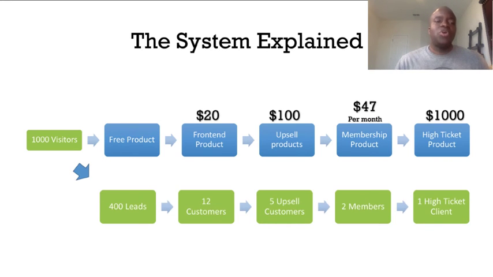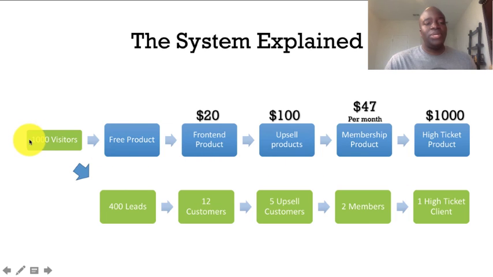So if we drove 1,000 qualified visitors to this funnel, if you have an opt-in page that is converting at about 40%, you will get about 400 leads. And then out of that 400 leads, I gave you some averages here. I averaged that about 12 people would actually purchase the front end product. And then out of that 12, 5 people purchase the upsells. 2 of them will actually go ahead and get the monthly recurring membership product. And out of that 12, 1 person would actually go through and purchase the high ticket product.